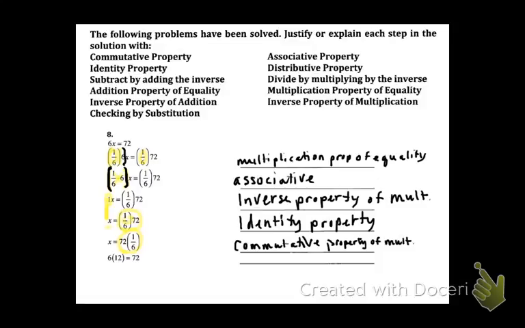Alright, the last property here is they just solved it, x equals 12, and they're just putting in 12 to check the answer.